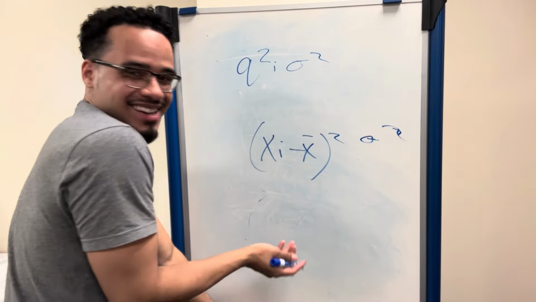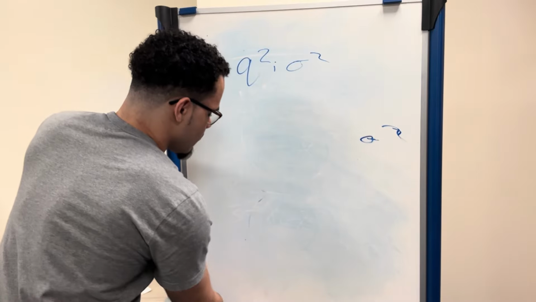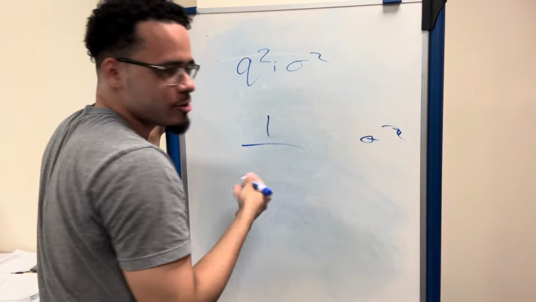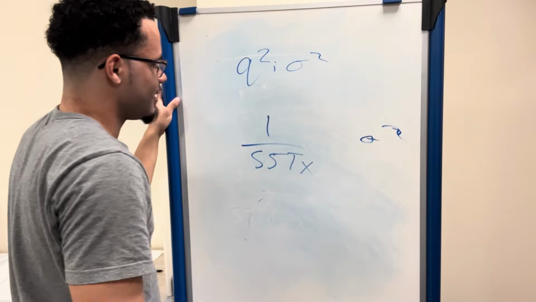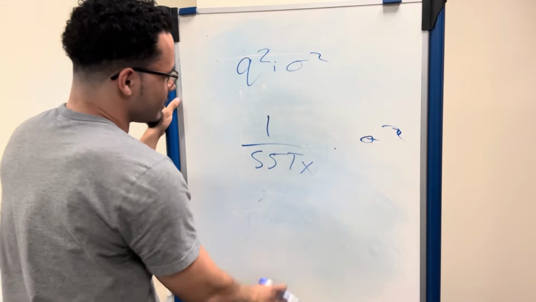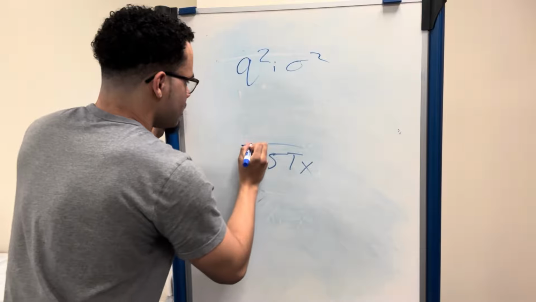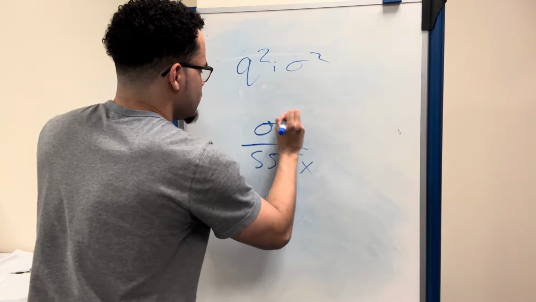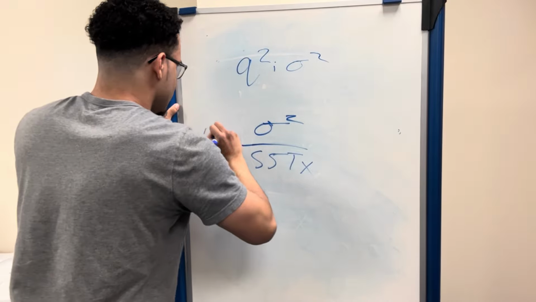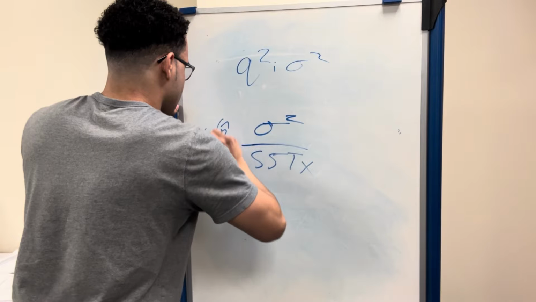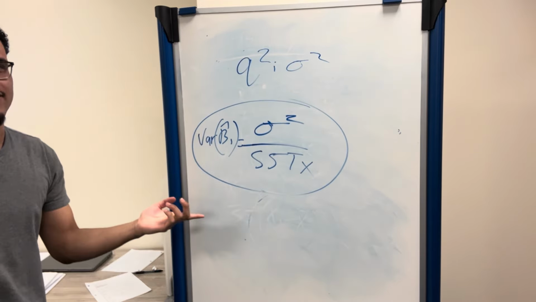After we cancel out everything, this is just 1 over SST of x. So if we have 1 over SST of x times the variance, we have just the variance over SST of x. That's what the variance of our OLS estimator comes out to be: variance over SST of x.